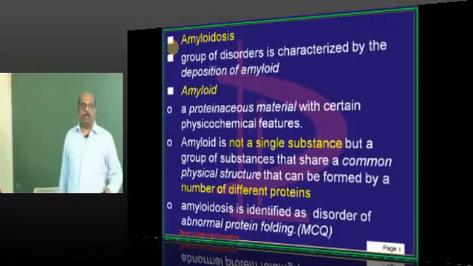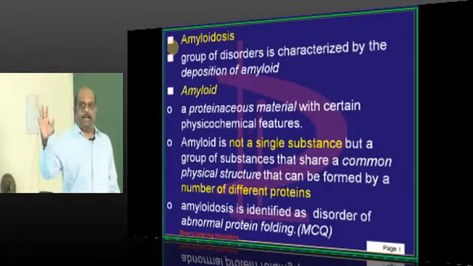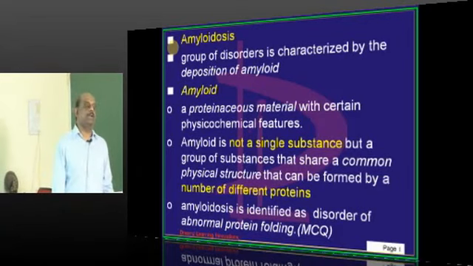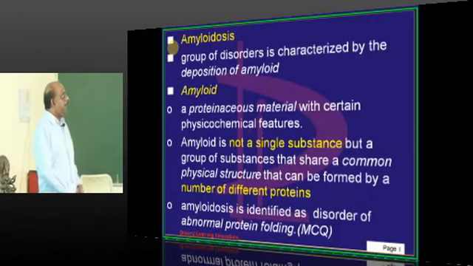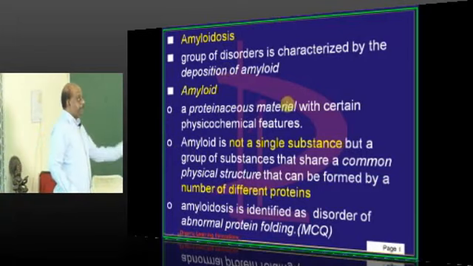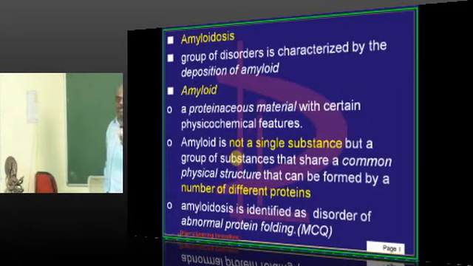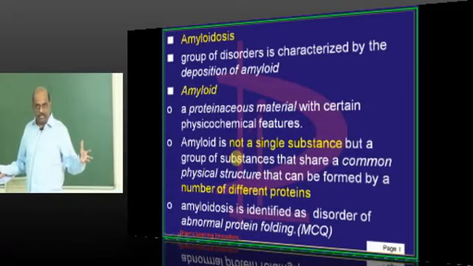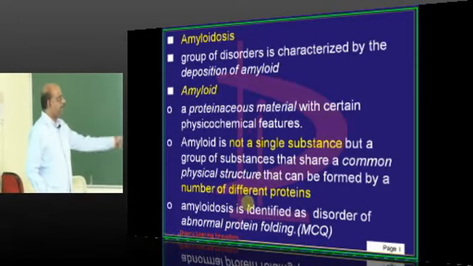Now let us talk about amyloidosis. It is priority number 3 in our frequently asked topics in MD exam. In amyloidosis, there is a deposition of amyloid, which is a proteinaceous material. It is not one single disorder. Any disorder can lead to this amyloid deposition. Multiple different etiologies can lead to amyloid deposition.